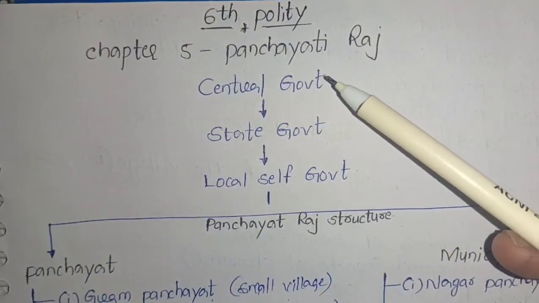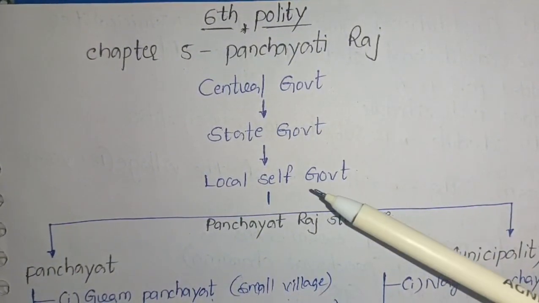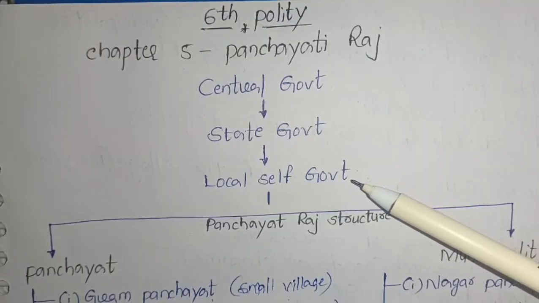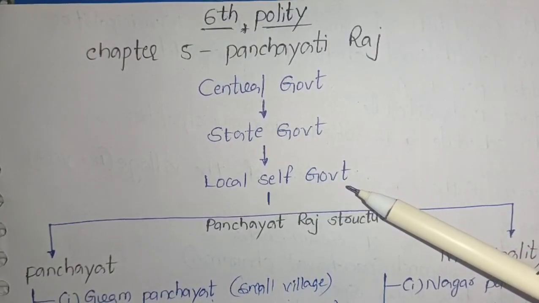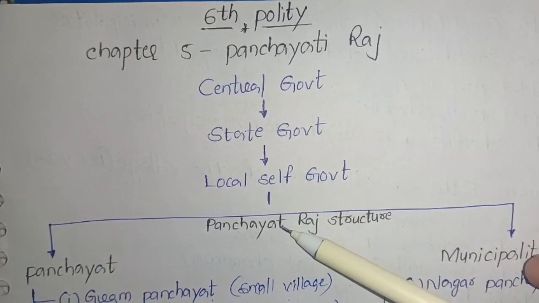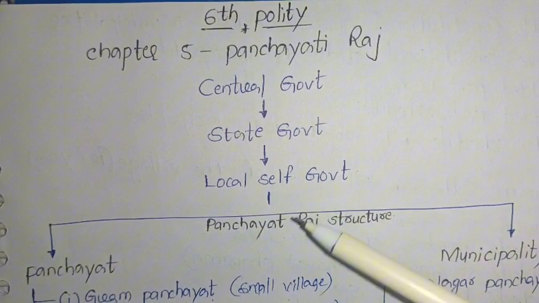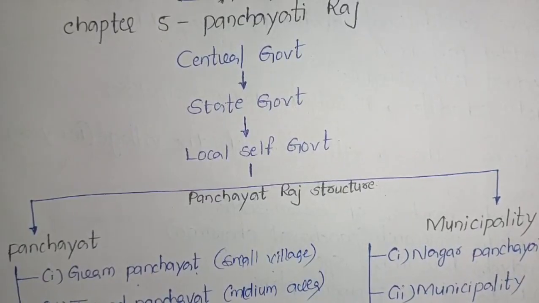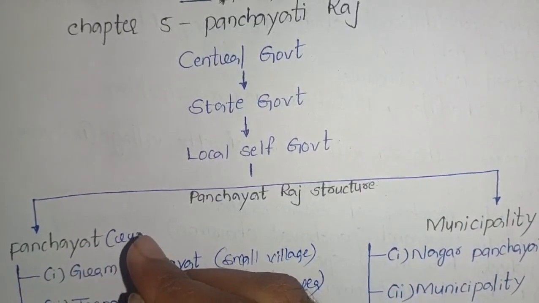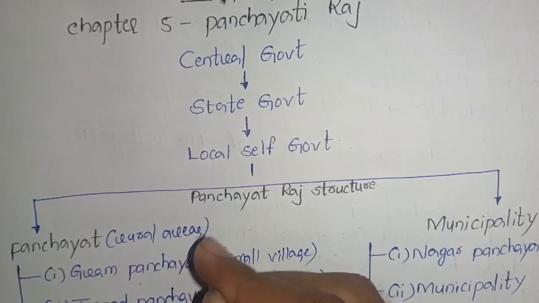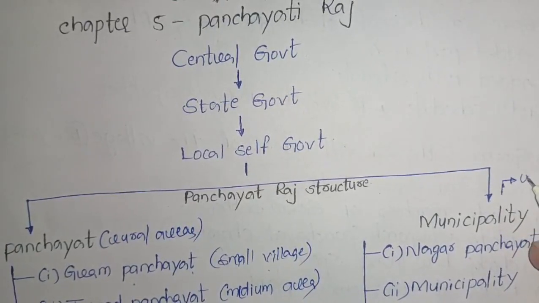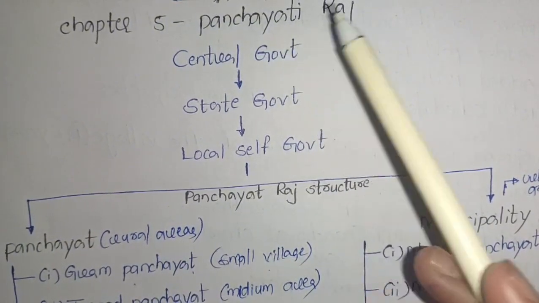First of all, in India there is a central government, state government and local self-government. The local self-government was formed after 1992 through the 73rd and 74th Constitutional Amendment Acts. Local self-government is divided into two types: one is Panchayat, the other is municipality. Panchayat belongs to rural areas, and municipality belongs to urban areas. I hope you understood. In this chapter, we will discuss Panchayat Raj.